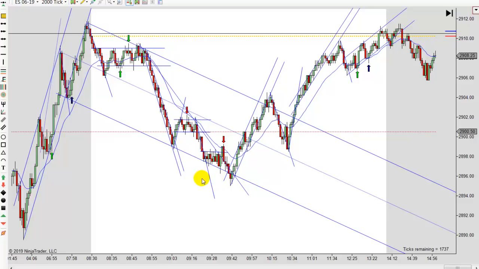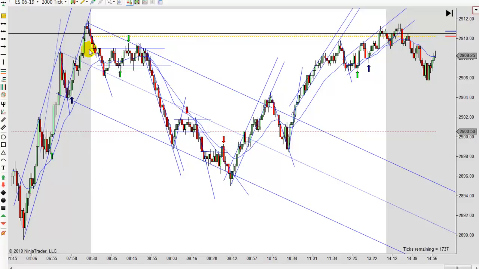But let's talk about the trades. Talk about the day first here. Really, this is a range day. This is a big range, though. You can see the overnight lows down around 28.90, and the overnight highs up here at 29.11 or so. So that's a 21 point range. That's a big, big range.